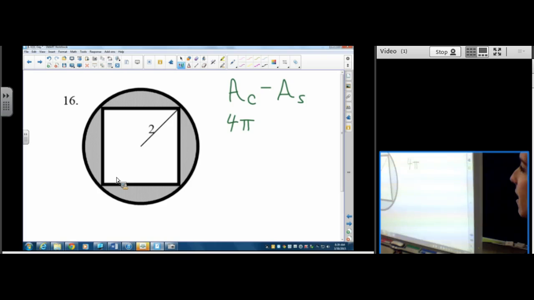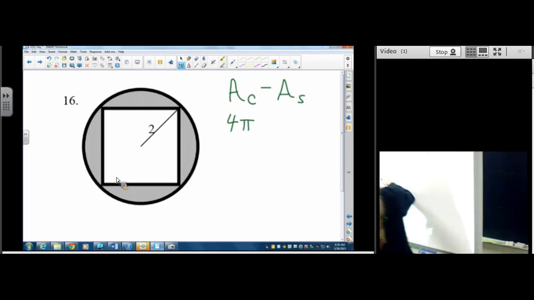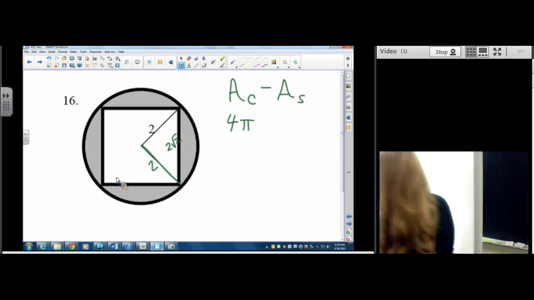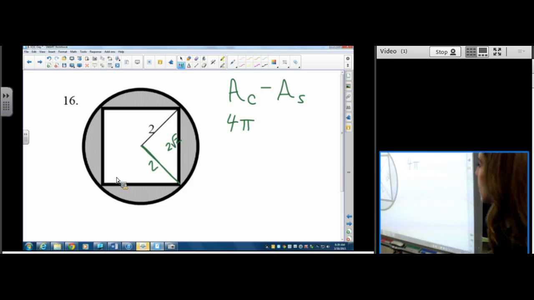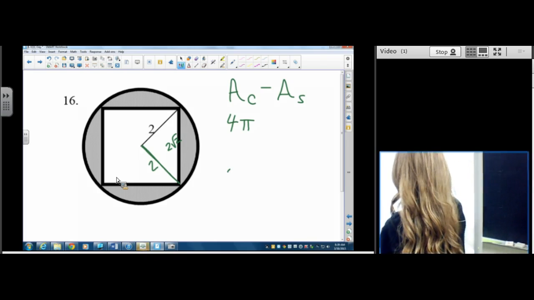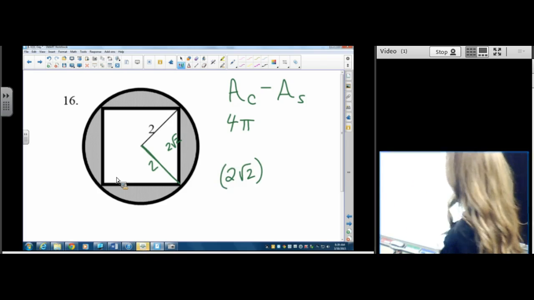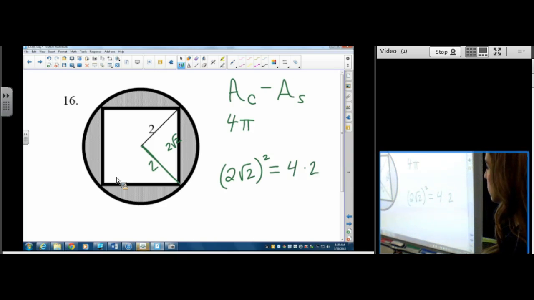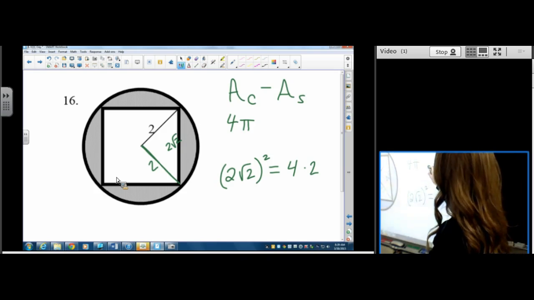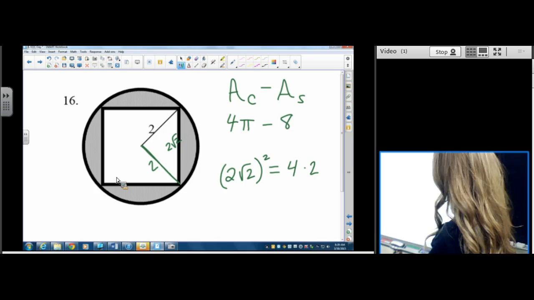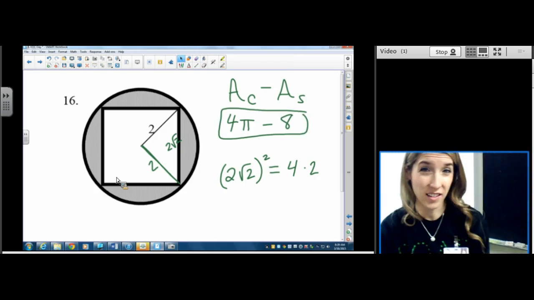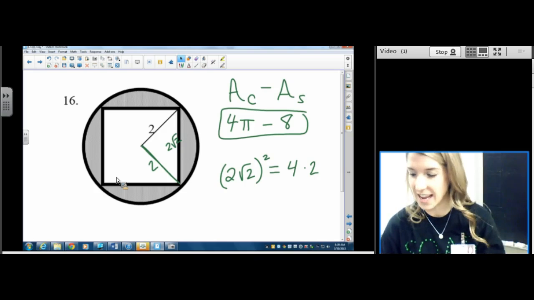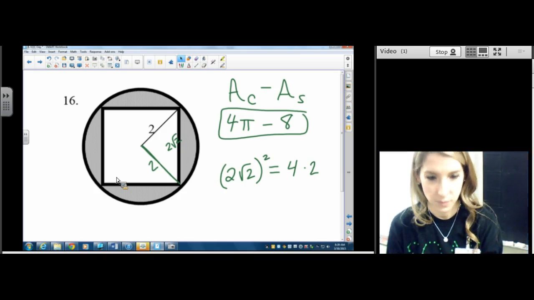Now we have to find the area of the square. I recommend drawing another radius, which is also 2, 2, 2, 2 root 2. So I know that the area of the square is side squared. So 2 squared is 4. The square root of 2 squared is 2. 4 times 2 is 8. It's not 8 pi because it's just a square. Don't attach pi to everything these days, only to things that are circular. Good, 4 pi minus 8.